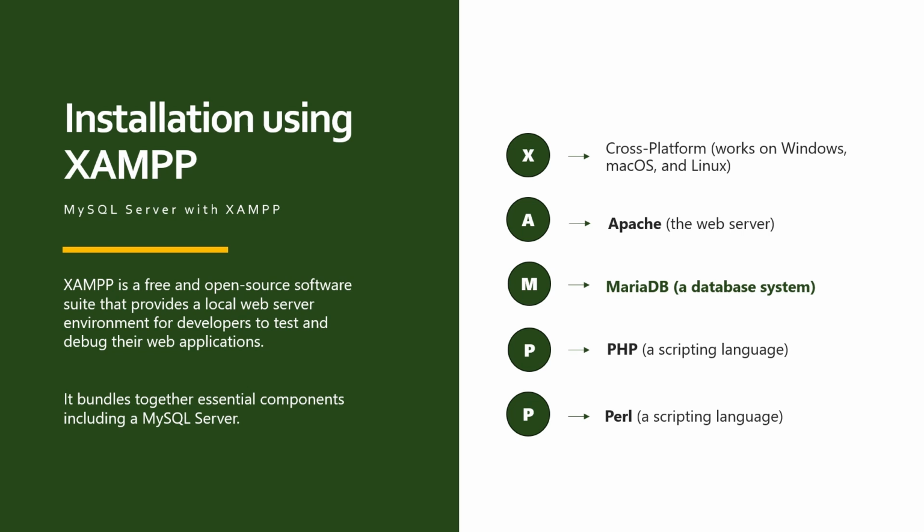XAMPP is an acronym. The X in the XAMPP stands for the cross-platform capability, which means you can run XAMPP on Windows, Mac OS, or Linux. The Apache component is the web server. We have the database system or the database component known as MariaDB. It is also bundled with PHP and Perl as scripting languages. However, we are going to focus more on the database system aspect, which is MariaDB. It provides a very convenient platform for you to be able to test your database applications.